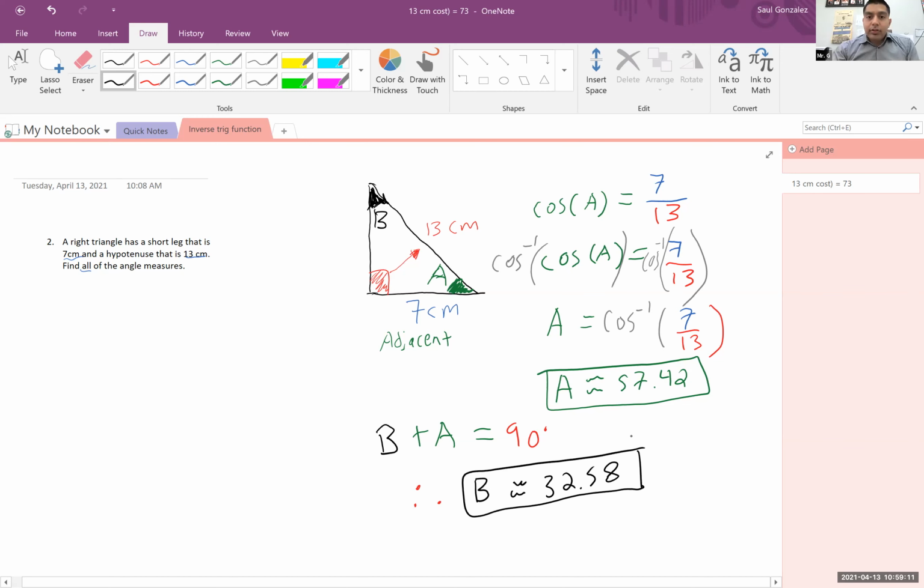And so this is just one way of approaching this problem. Of course, there are multiple ways on how to solve this.